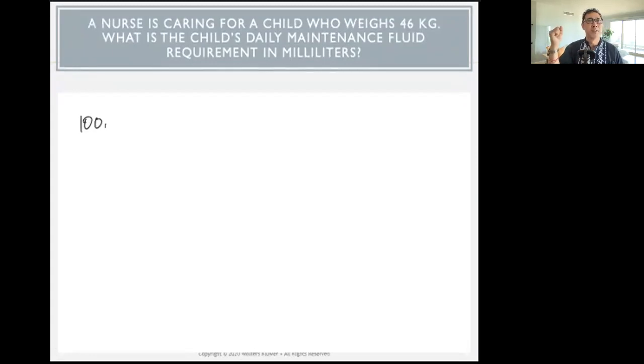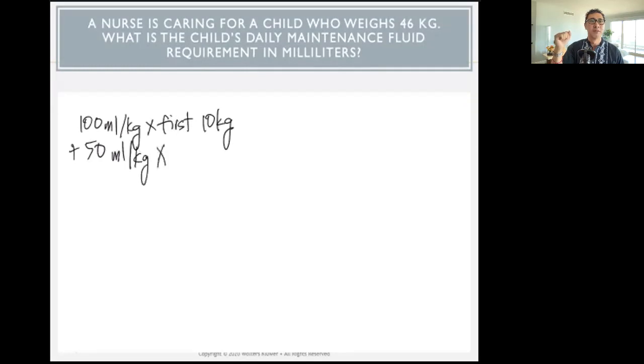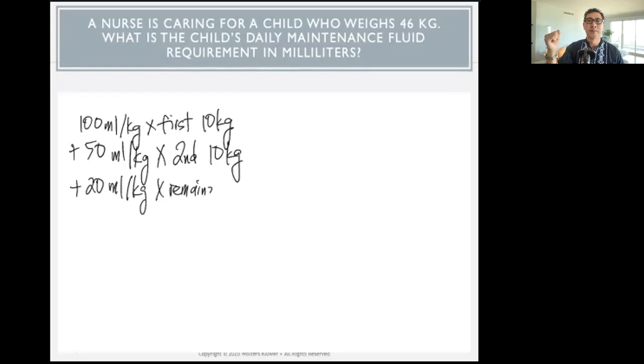Here it is. There's my formula again. I like to write it out. 100 mLs per kilogram for the first 10 kilograms. My patient weighs 46 kilograms, plus 50 mLs per kilogram for the next 10 kilograms. Anything over that, it's 20 ml per kilogram for the remainder of the weight. All right, let's plug in some numbers.